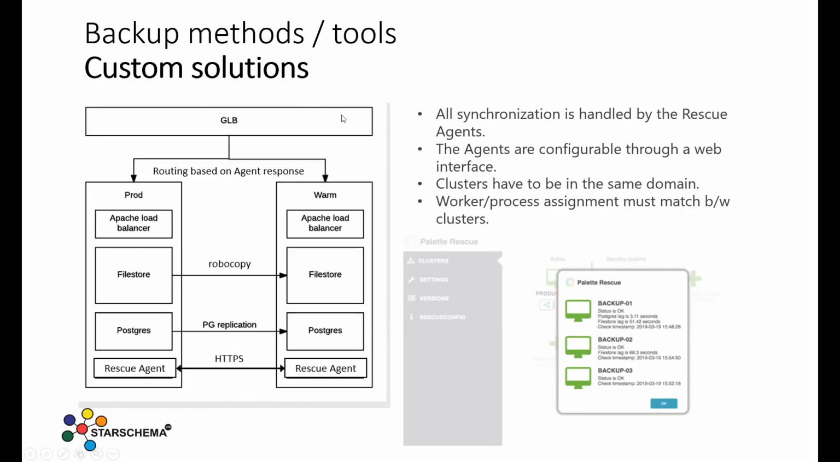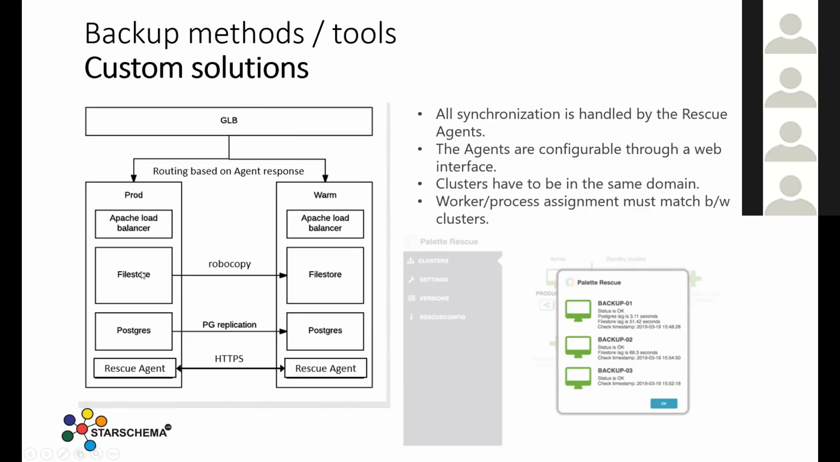GLB in this slide is GitHub's load balancer, which would route between the two clusters. The one on the left is the production, the active cluster, which Robocopy uses the file store folder to replicate data from, while Postgres replicates from the Postgres repository data. And you will have this rescue agent listening on HTTP to request and propagate data throughout the cluster to other nodes, so they all know the status of the synchronization.